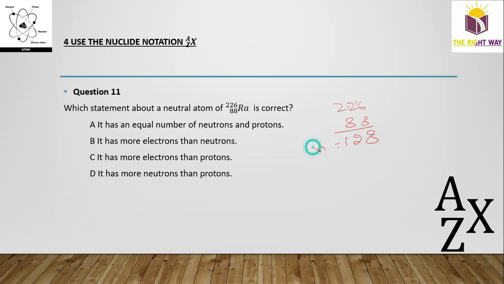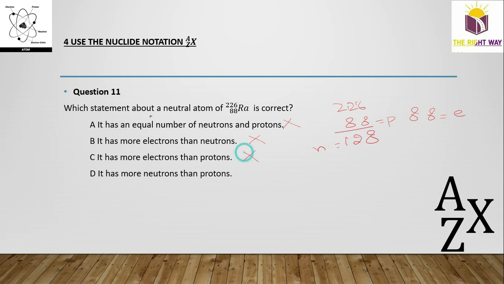Is the neutron number. So our neutron number and proton number are not equal. So the first option is the wrong option. It has more electrons than neutrons? No, electron number and proton number are equal. So their proton number is less. So electron number is also equal to the proton number. 88 is less than 226, not greater than 226. It has more electrons than protons?